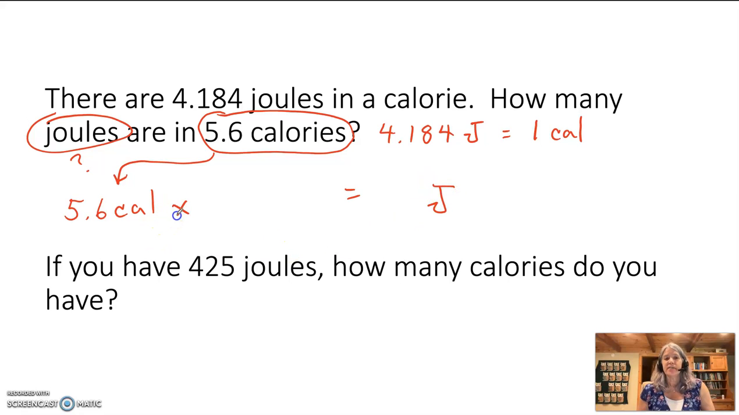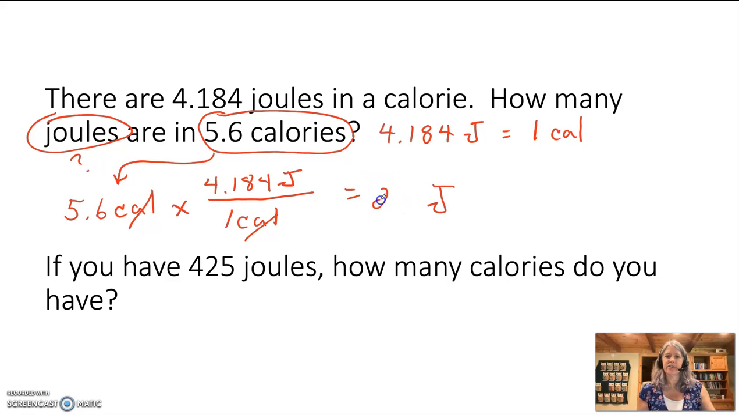We multiply by the conversion factor in order to convert it. And so here's our conversion factor. The 1 calorie goes on the bottom. The joules go on the top, 4.184 joules. We make sure we set that up right by canceling out the calories and being left with joules. And then we grab our calculator and we do the math here. So we've got, let's see, 5.6 times 4.184, and we get 23 joules.